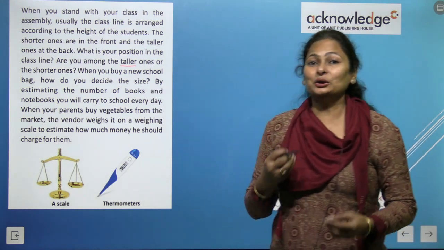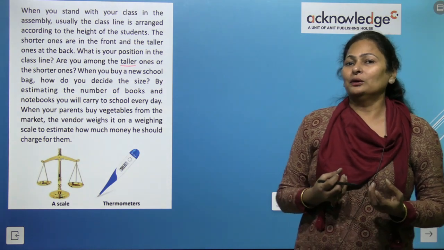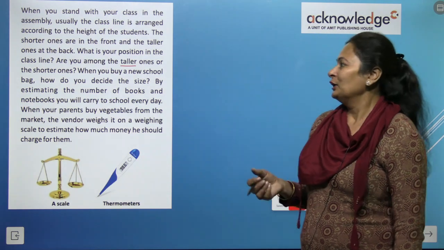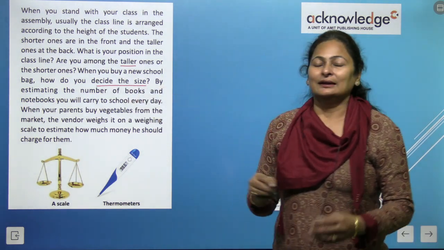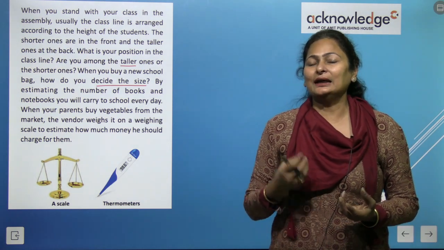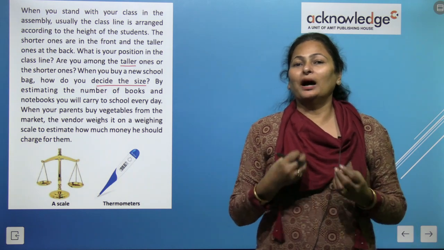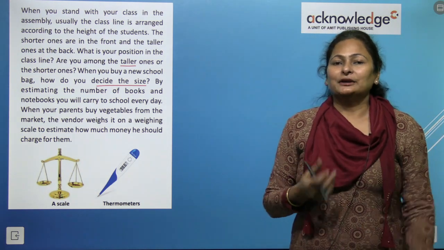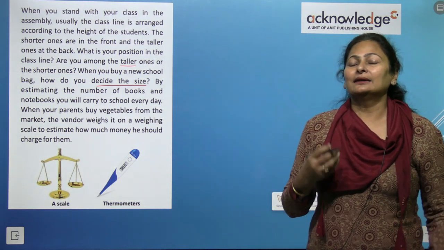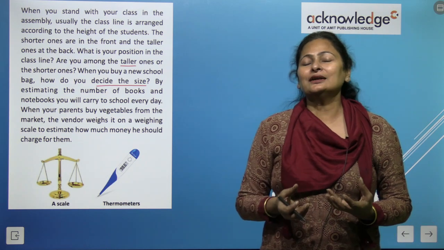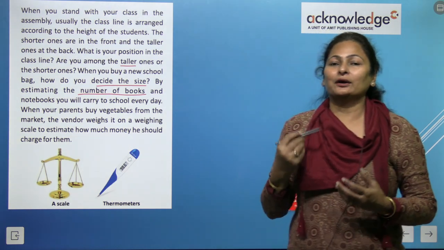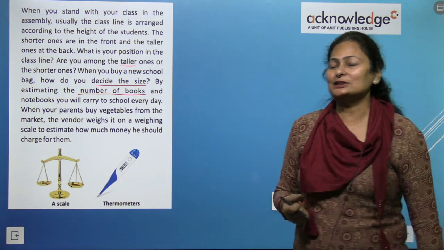When you buy a new school bag, what all things do you look at while purchasing it? You see how big the bag is, the size of the bag, right? You are estimating the number of books you bring to your school every day. That is how we choose the size of the bag.